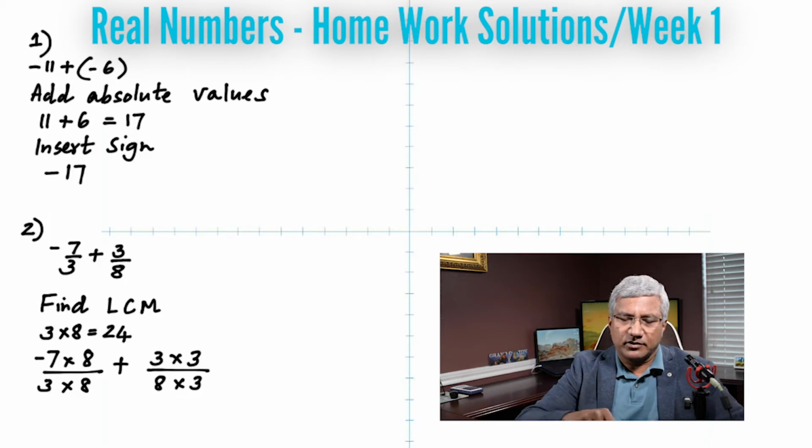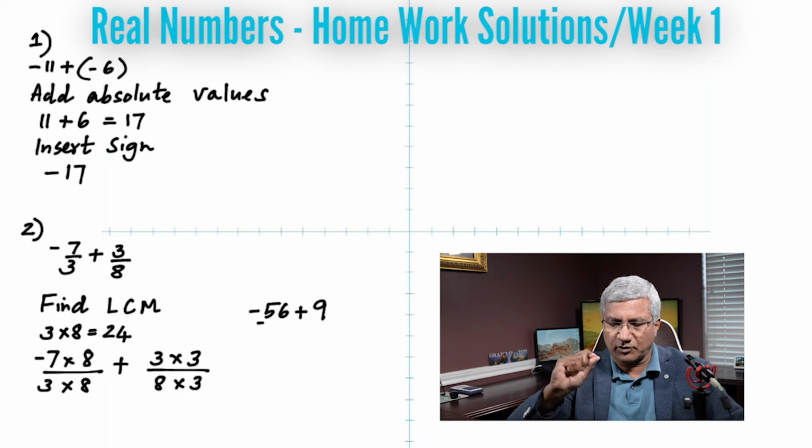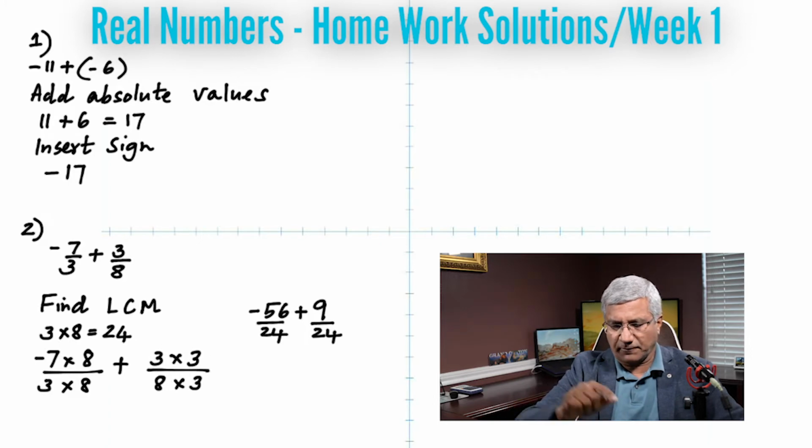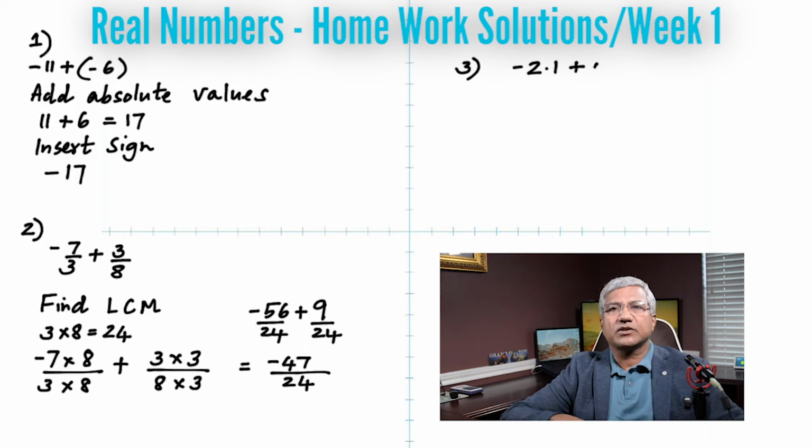Now both denominators are 24. Then find the product here. Negative 7 times positive 8. Remember, when you multiply a negative with a positive, you get a negative. So that will be negative 56. And on the right side, you will have 9, because 3 times 3 is 9. Now the denominators are the same, so we can just add the numerators, which is negative 56 plus 9, and that is going to give negative 47.